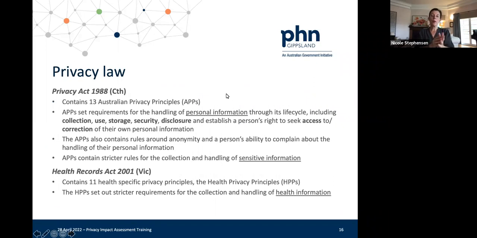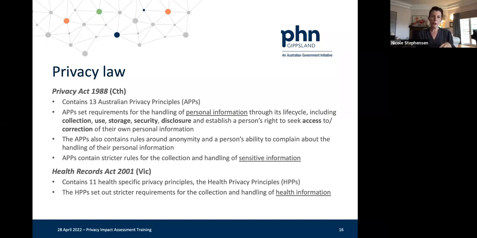All right, so let's talk about privacy law for a minute, and I'll try not to belabor this because we don't want today's session to be all about compliance. We're just trying to give you a taster for the legal environment that you're operating in. So the Privacy Act 1988 is a Commonwealth legislation that the PHN is required to comply with. It contains 13 Australian privacy principles, and these principles set out the requirements for handling personal information through its life cycle. And these include principles around collection, use, storage, security, and disclosure of personal information.